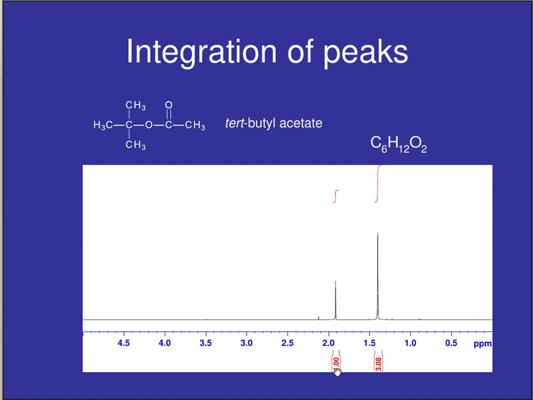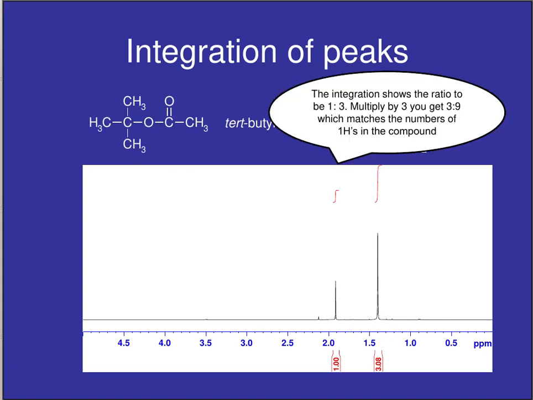Then have a look at the chemically equivalent protons that we have available. You'll see that these 3 are equivalent to each other, and so they must be giving rise to this signal, and these 9 are equivalent to each other, so they must be giving rise to the larger signal. So the integration of signals is really important. It tells you how many of a particular nuclei are giving rise to that particular signal.